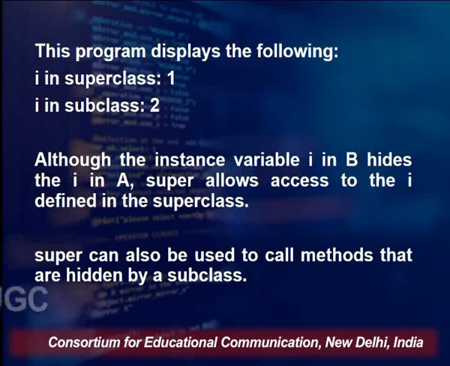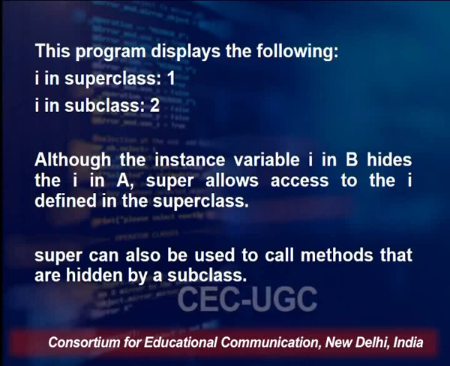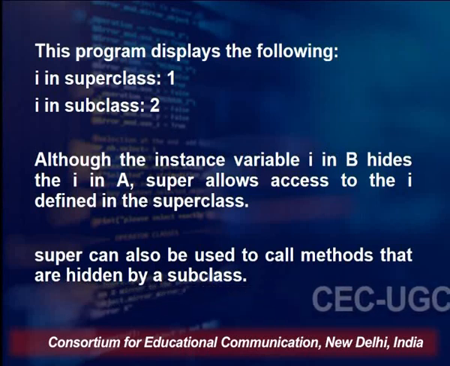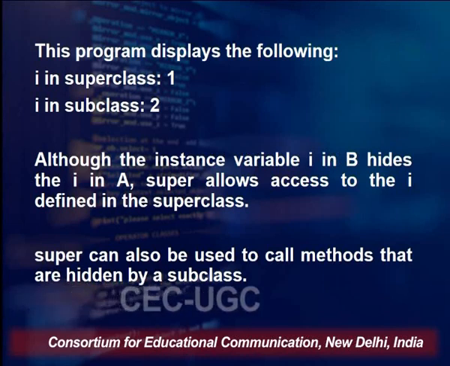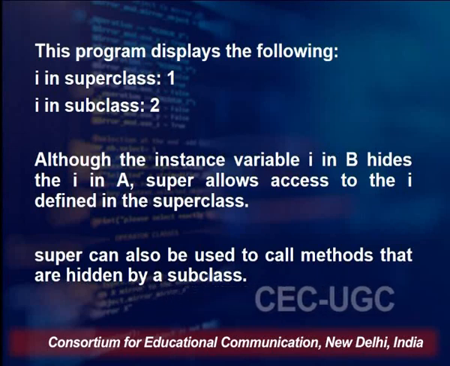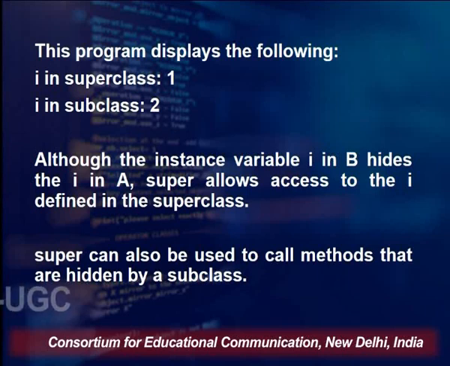So for example, we have one particular method show in class A and another method show in class B. Whenever we say show within the class B, that means we are talking about the show of class B, but if we want to refer to the show of class A inside class B, we need to use super dot show. So that is also possible.